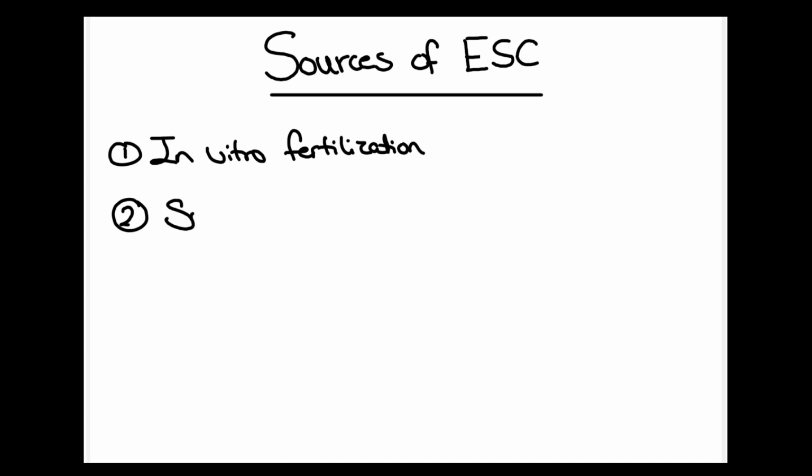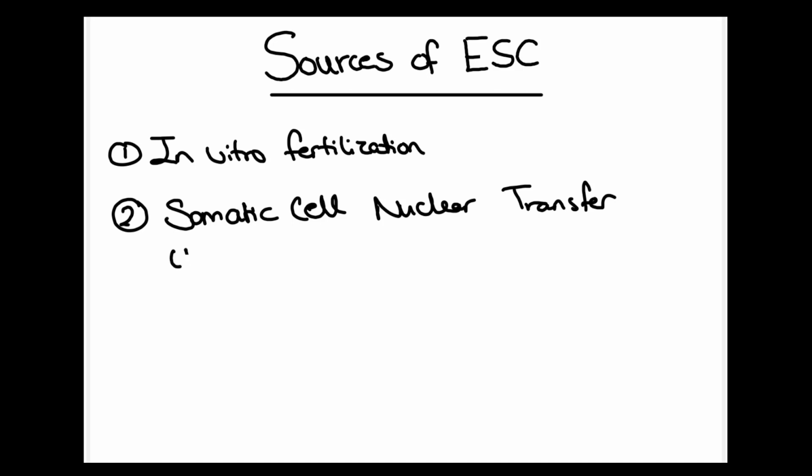Secondly, we have something called the somatic cell nuclear transfer, or therapeutic cloning. In this method, we insert the nucleus of an already differentiated adult cell, like a skin cell, into a donated egg that has had its nucleus removed.